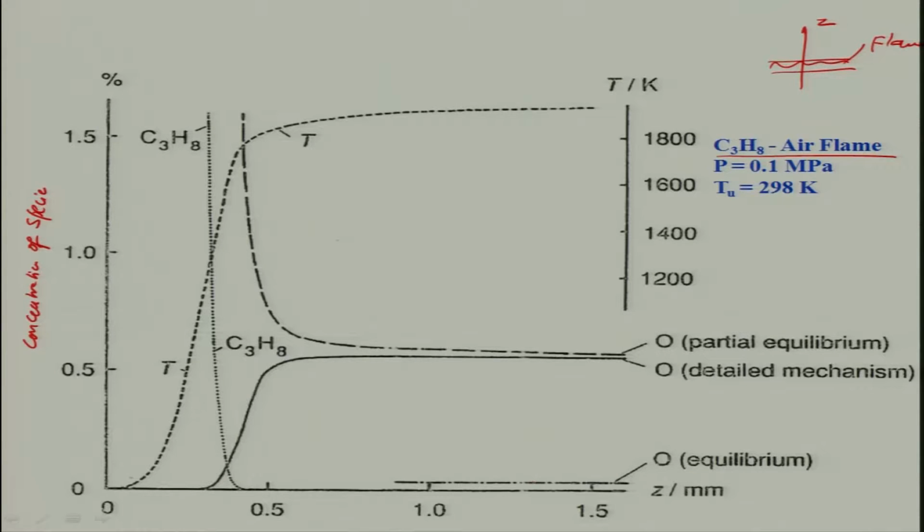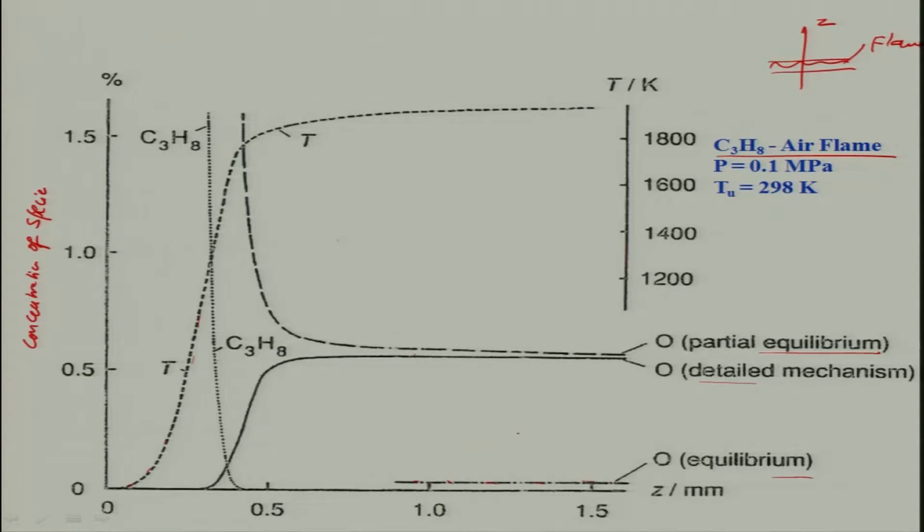Now what will happen? Of course, this is your temperature, the scale is temperature, and this is your propane. Propane is given. And what will happen to the O? If I use the detailed mechanism, this is the solid line, but if I take the partial equilibrium mechanism, O will be like this. And if I take only equilibrium, which you have done, the data is here, remaining constant, it is not changing.